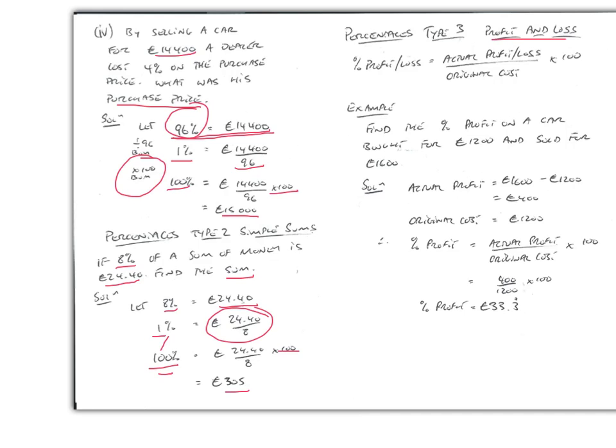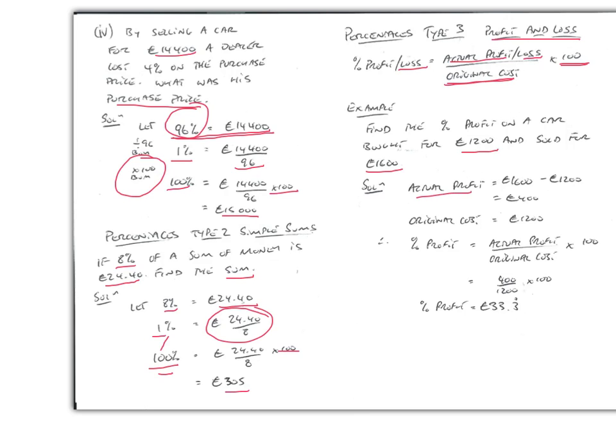And type 3 then, profit and loss. So the percentage profit would be equal to the actual profit over the original cost times 100, or the percentage loss in any transaction would be the actual loss divided by the original cost times 100. For example, find the percentage profit on a car bought for €1,200 and sold for €1,600. So this is a profit type problem.